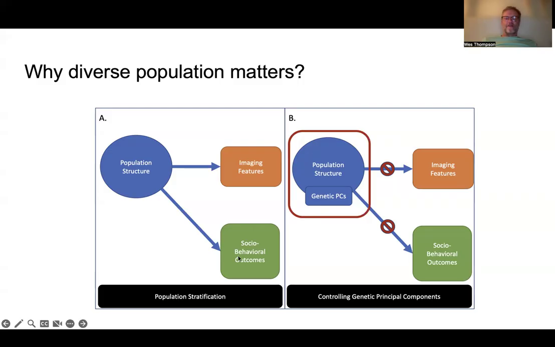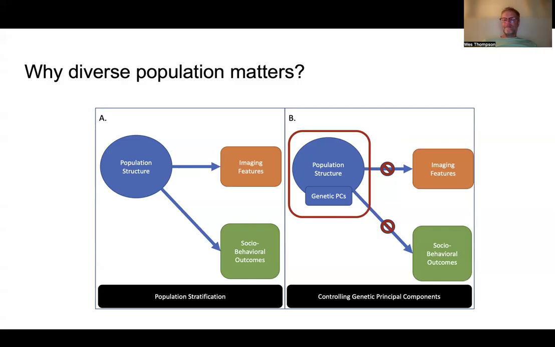So the idea here is that this is called population stratification. If you have people of different genetic ancestries assorted into different environments, the population structure, for example, in the left panel, can be correlated with imaging features and also behavioral outcomes. This can create spurious relationships between imaging features and socio-behavioral outcomes. If you control for the genetic PCs, the principal components of genetic ancestry, which is the right panel, then that gets rid of this spurious correlation between imaging features and socio-behavioral outcomes.